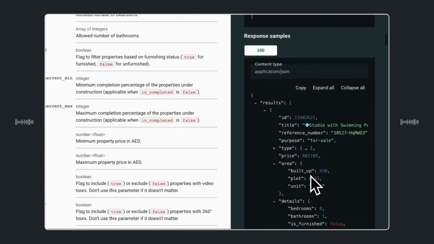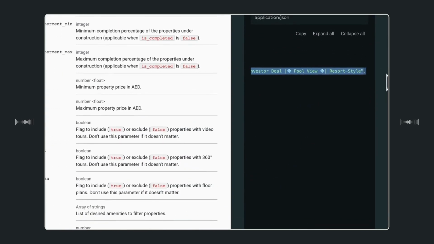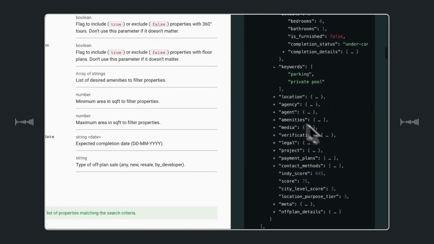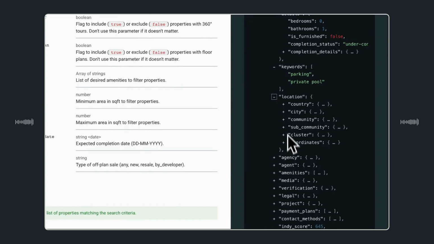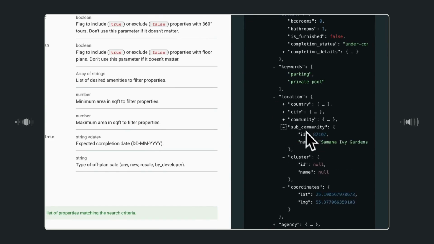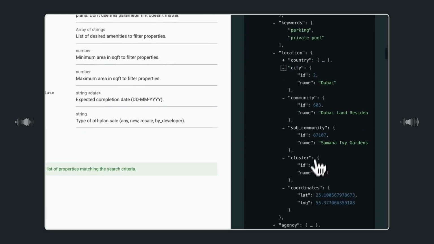Let's look at a couple of examples from the source material that highlight this depth. We see a property listed as a studio with swimming pool in Dubai Land Residence Complex, selling for around 803,709 AED, 430 SQ FT, and it's under construction, with completion expected December 2027. That's quite a long-term play for an investor.